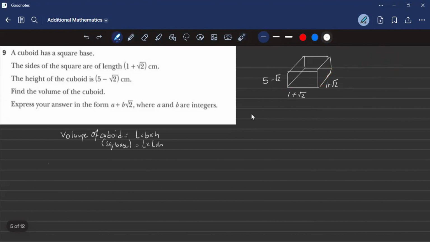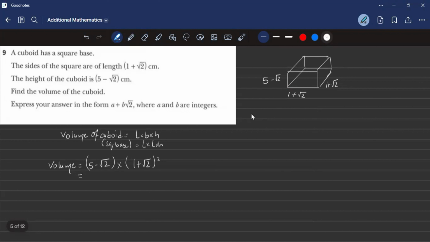Now we're going to find the volume. Volume is equal to 5 minus root 2 multiplied by the base and length, which is 1 plus root 2 whole squared. By the way, I've written 1 plus root 2 whole squared. You could even write 1 plus root 2 multiplied by 1 plus root 2, but I have reasons for doing it this way.